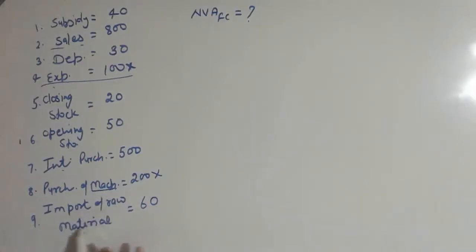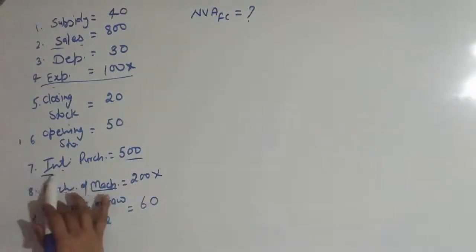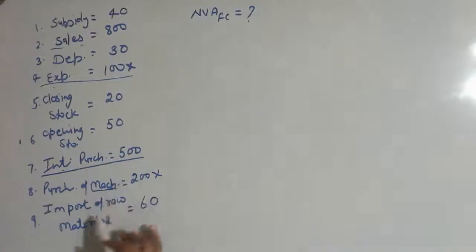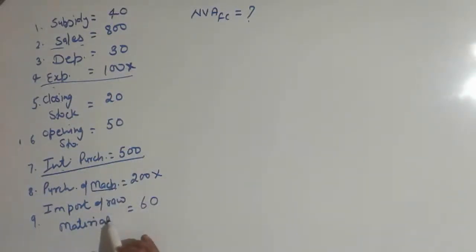Again, import of raw material. Import of raw material also included into the intermediate purchase, because we have given complete intermediate purchase. This included domestic purchase of domestic raw material and import of raw material. So we will not include import of raw material separately.